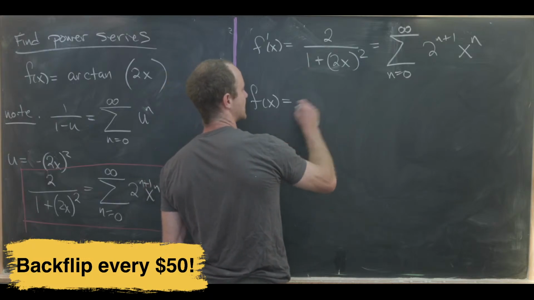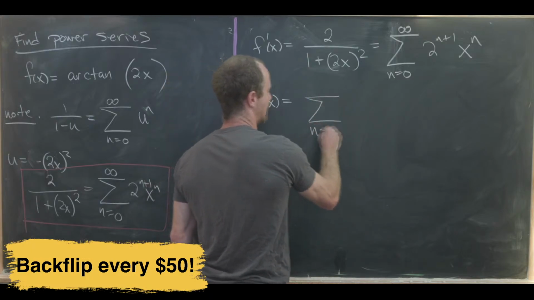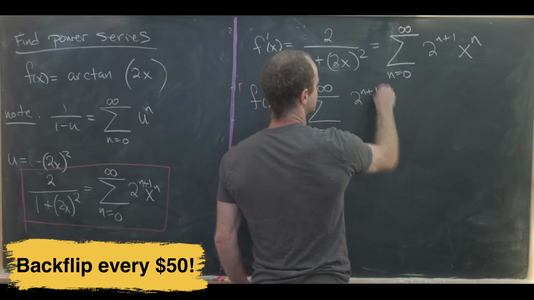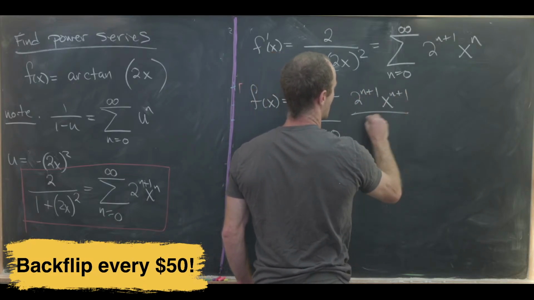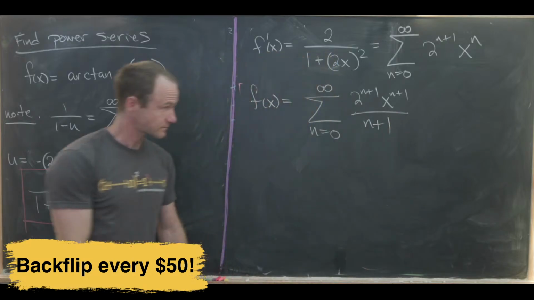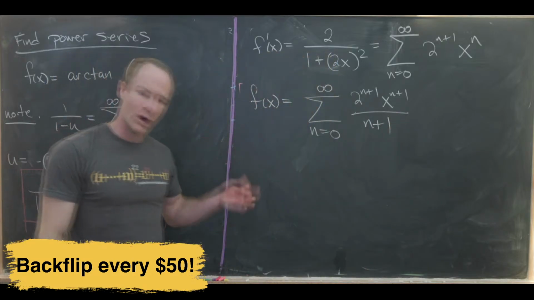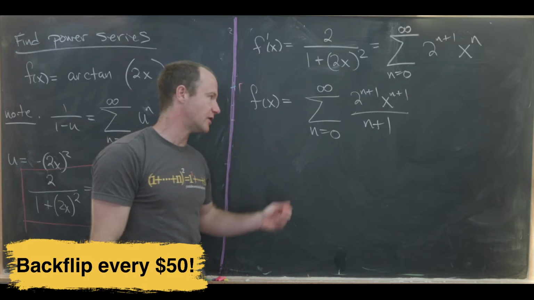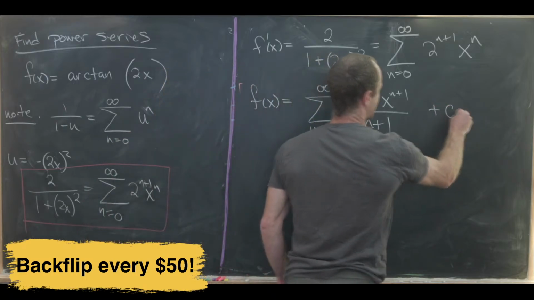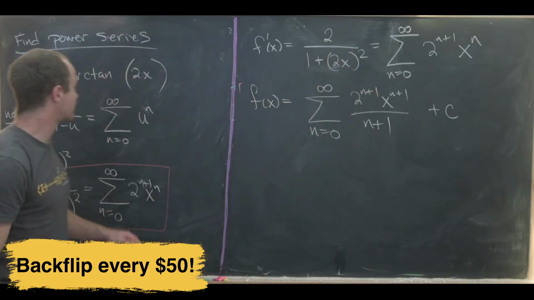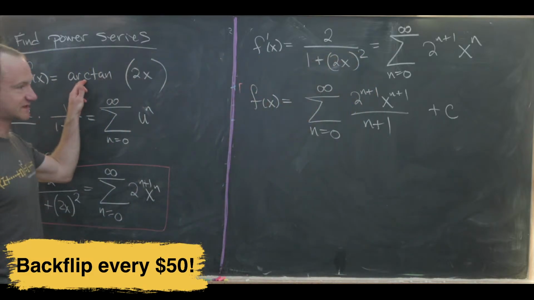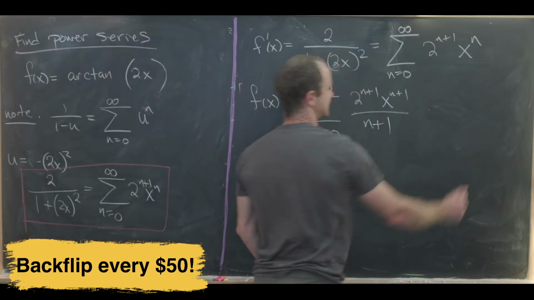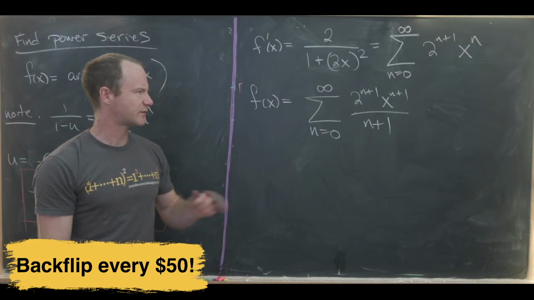So that's going to give us the sum as n goes from 0 to infinity of 2 to the n plus 1 x to the n plus 1 over n plus 1. You might say, well, what about the constant that comes from taking the antiderivative? But notice the constant cancels out, because we know our function is the inverse tangent, which is equal to 0 when x is equal to 0, which means that c is equal to 0. So we're left with something like that.